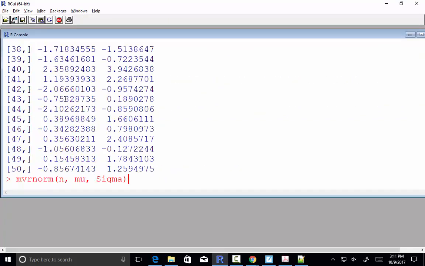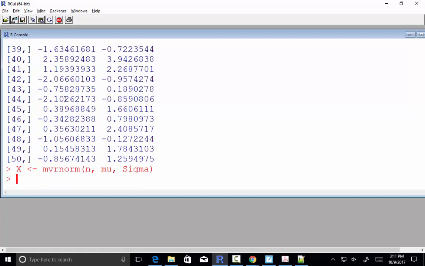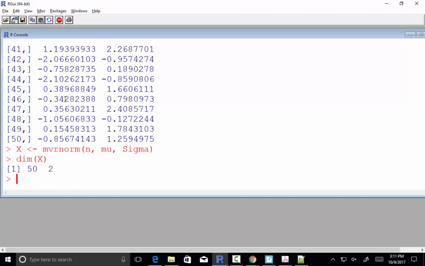Let me assign that to an object. I'll call it X. And now we have an n by p matrix of numbers. These were simulated. The first variable is the first column, and it came from a mean of 0. And the second column is the second variable, which had a mean of 1.